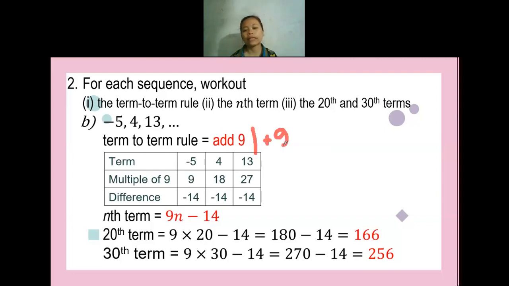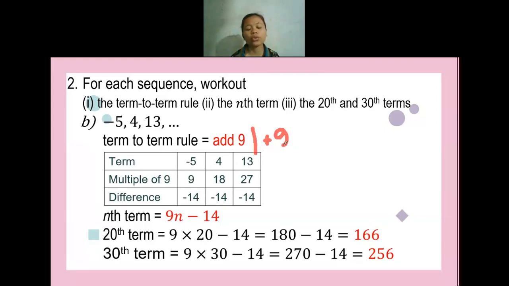Now for finding the n term, we are going to use the same method as we use to find the position to term rule. So we need to make the table. The table will have the term, the multiple, and also the difference. So the terms are negative 5, 4, and 13. Now the term to term rule is 9, so we have to find the multiples of 9. Multiples of 9 are 9, 18, and also 27.